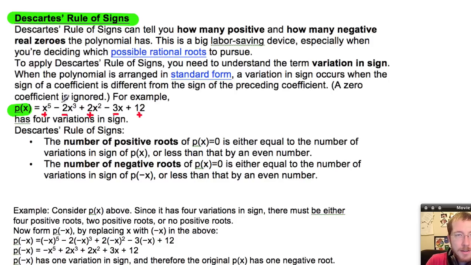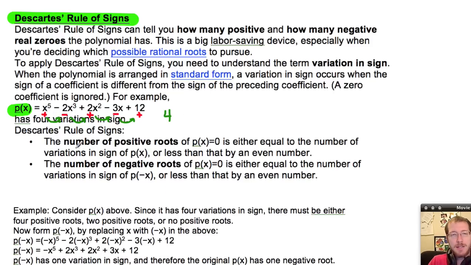So from positive to negative is one change in sign, negative to positive is a second change, positive to negative is a third change, and lastly negative to positive is one more change in sign. So we have 4 changes in our sign. If any terms are missing, like for example our x to the fourth term has a coefficient of 0, we just ignore that and leave it out. If it's in standard form, we can do it from there.